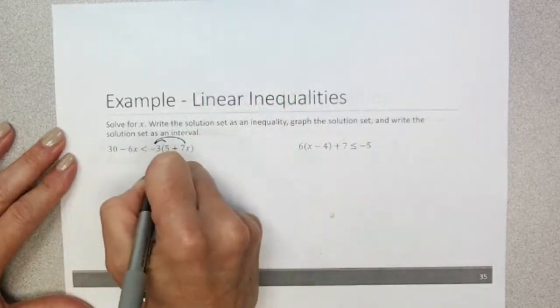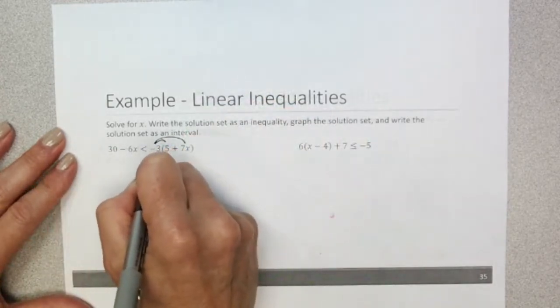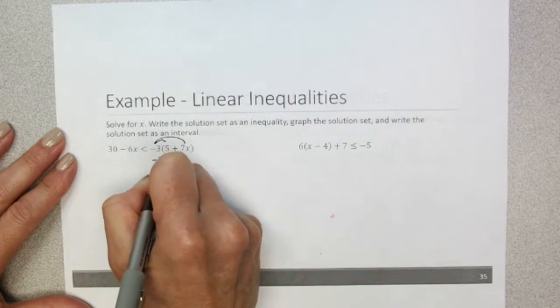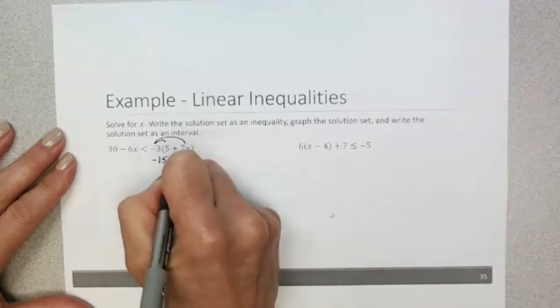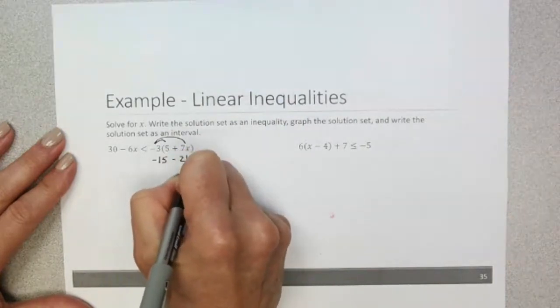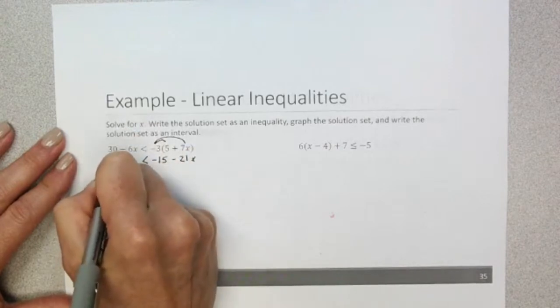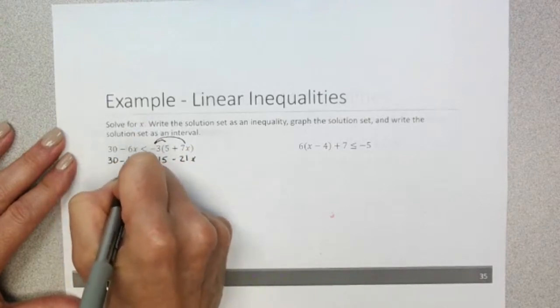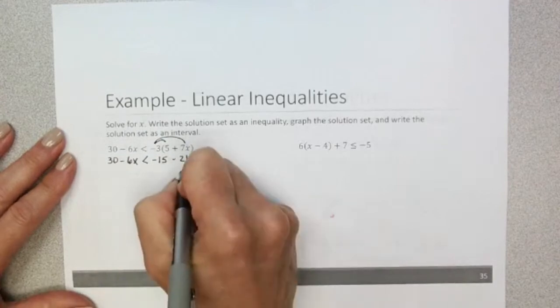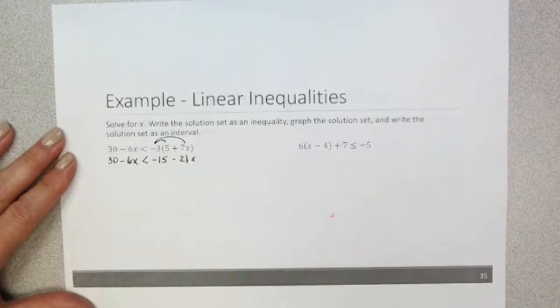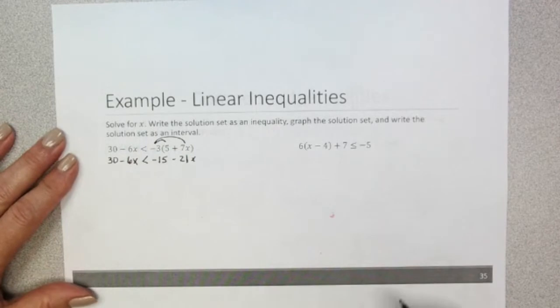So when we distribute that negative 3 times 5 is negative 15. And negative 3 times 7x is negative 21x. Okay, we'll bring down the 30 minus 6x. We didn't do anything to that side. Okay, now we can solve this inequality in a similar manner to the last one we solved.